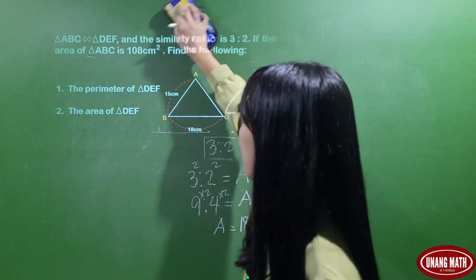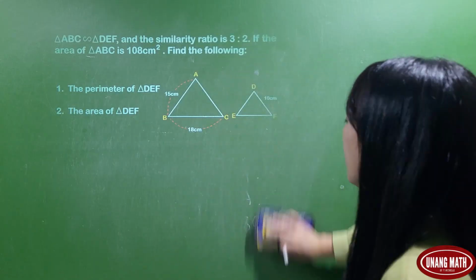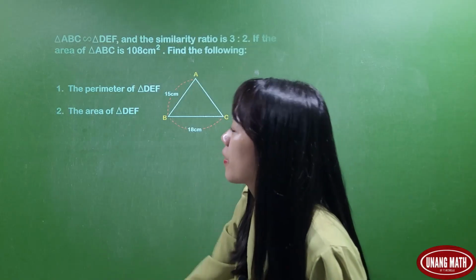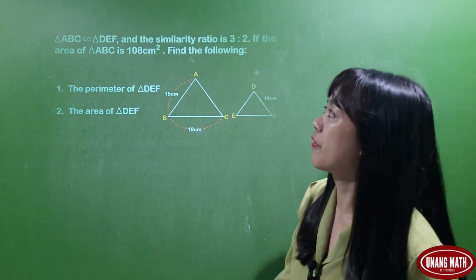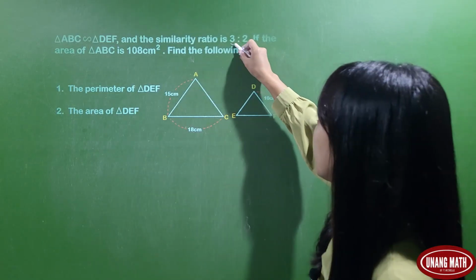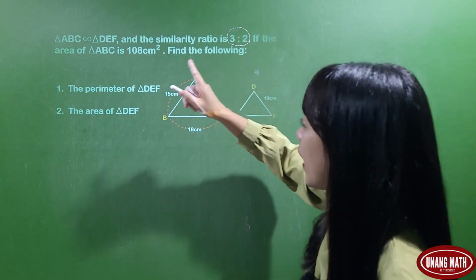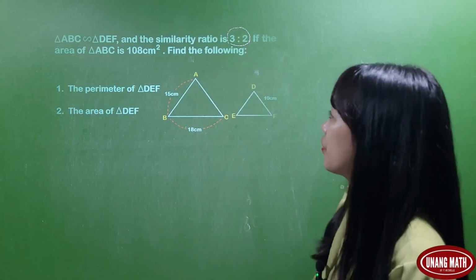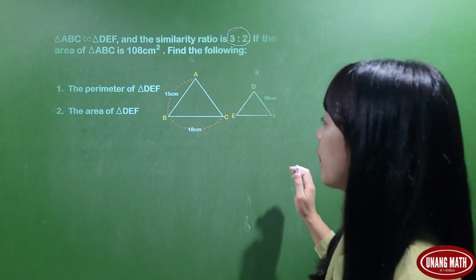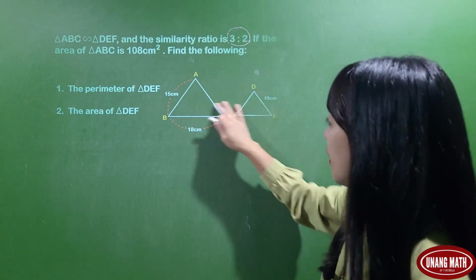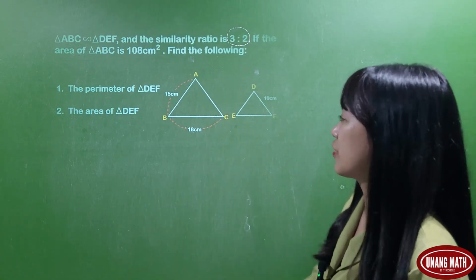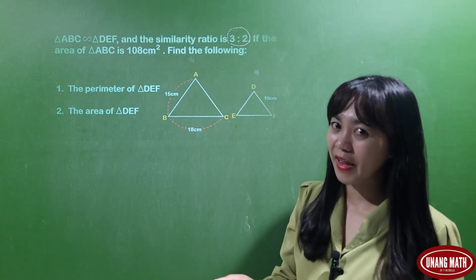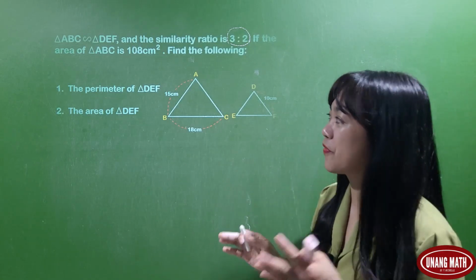Okay, this time, let's answer the following questions. So this would be our first problem. Triangle ABC is similar to triangle DEF, and the similarity ratio is 3 is to 2. If the area of triangle ABC is 108 square centimeters, then find the following. So these are our similar figures. This is the bigger triangle and this is the smaller triangle.